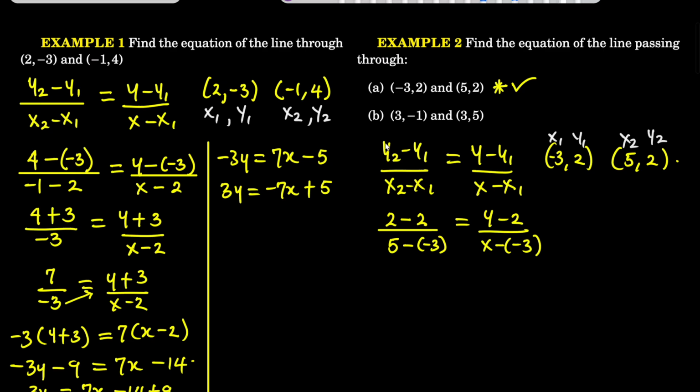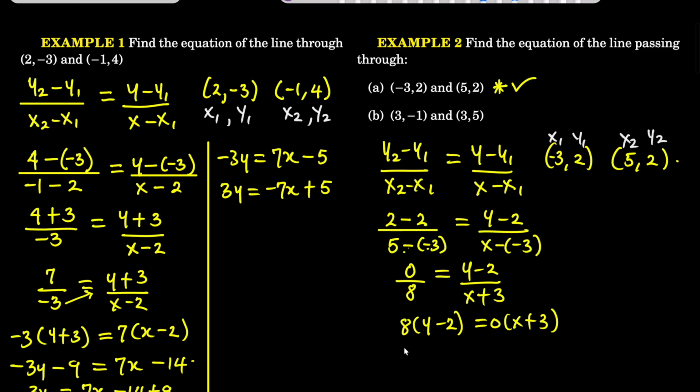Let's move forward. 2 minus 2 is 0 over, here we have minus times minus is plus, and we have 5 plus 3, which is 8. I won't be writing that in full again, equals y minus 2 over x plus 3. The next thing, of course, is to cross multiply. When we cross multiply, 8 multiplies y minus 2, while 0 multiplies x plus 3.